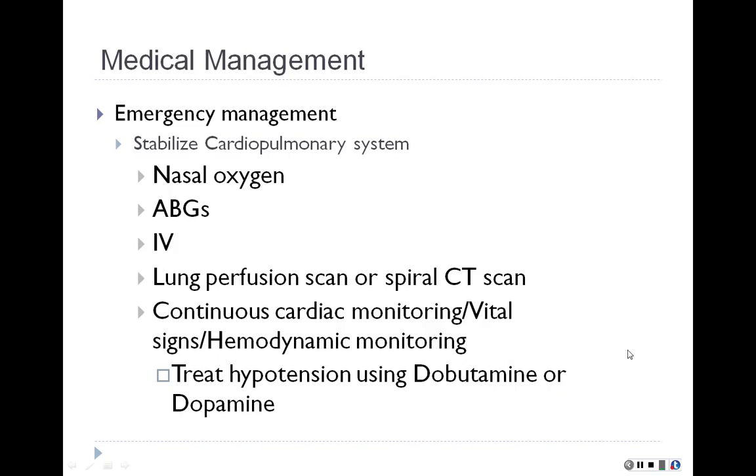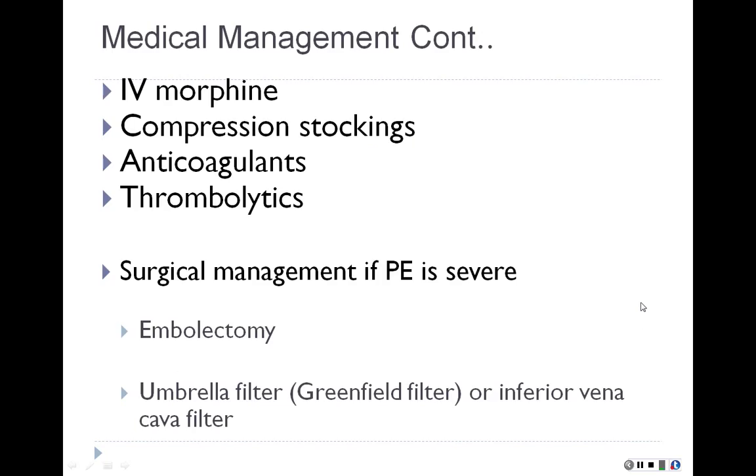Certainly they will treat hypotension with dobutamine or dopamine. And also, like I said, morphine, compression stockings, wonderful, and anticoagulants and thrombolytics. Sometimes they will give some of these TPA kind of agents to these patients to help dissolve those clots. So, let's see what else. Also, they may go in and do an embolectomy. It may be in an area of the lung where they can go in and pull it out or remove it.